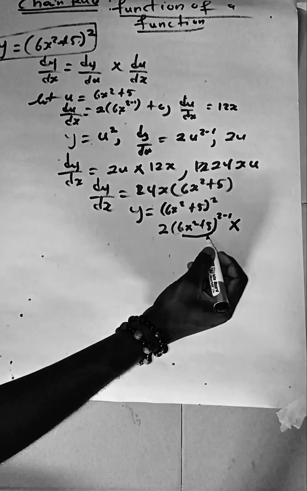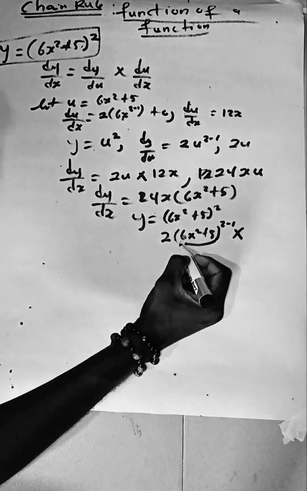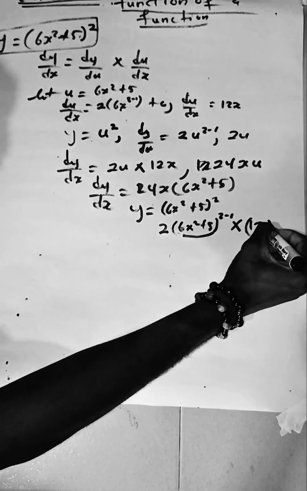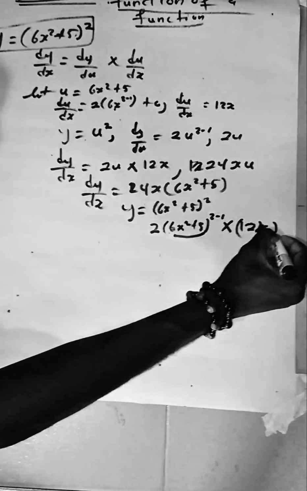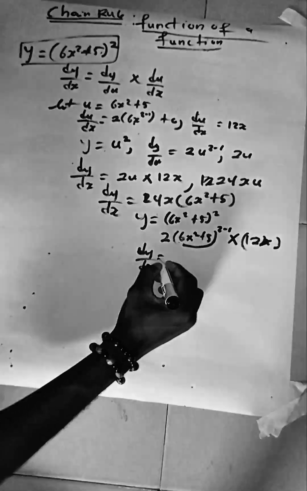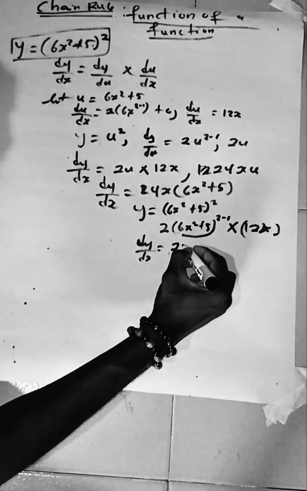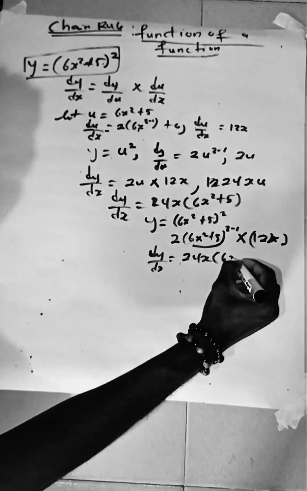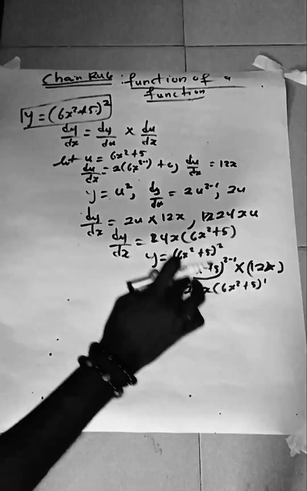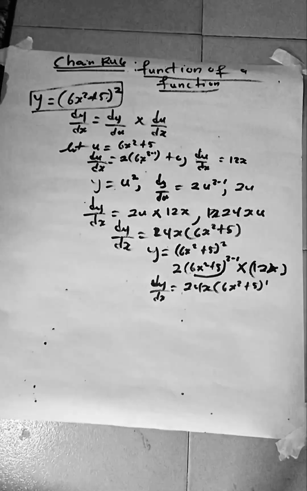And the derivative of what is inside here is just what? The derivative of 6x squared is 12x, right? And the derivative of 5 is just 0. So we multiply that by this. So our dy by dx is equal to 12x times 2, that's 24x, then 6x squared plus 5 raised to the power 1. See? Exactly the same answer. So that's one trick to use to solve it.